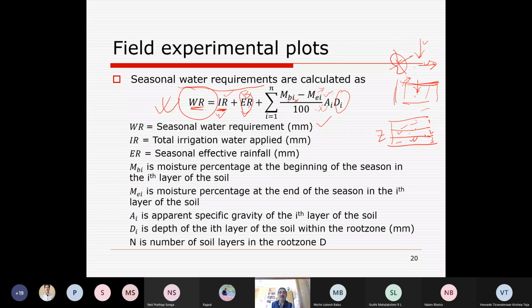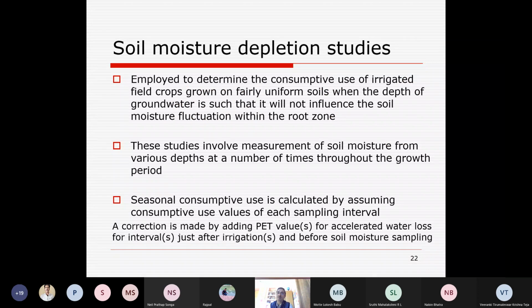Now the third method is soil moisture depletion studies. In the same way as the plot, here we take a simple soil condition, not an individual plot.